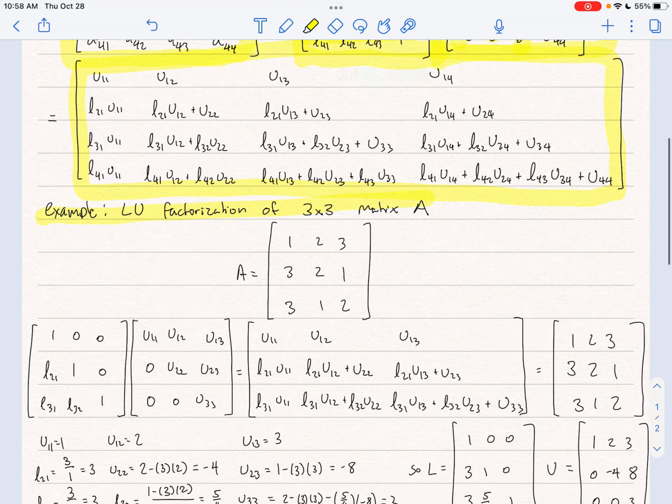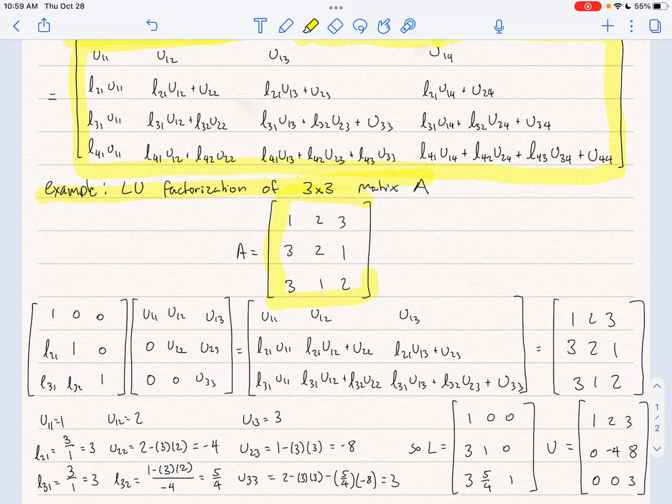Let's find the LU factorization of a 3x3 matrix A, where A has some actual values in it. So here we have A is equal to 1, 2, 3, 3, 2, 1, 3, 1, 2. So again, we start out with this LU factorization, the general format. We know that we have ones along the main diagonal. The unknowns we're solving for are down here, and the unknowns for U we're solving for up here.